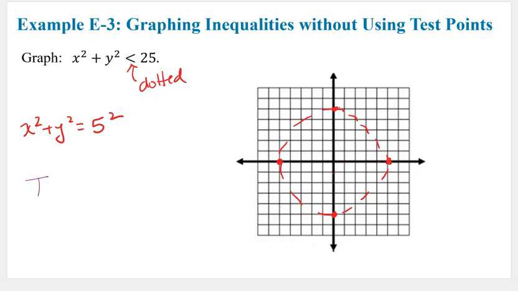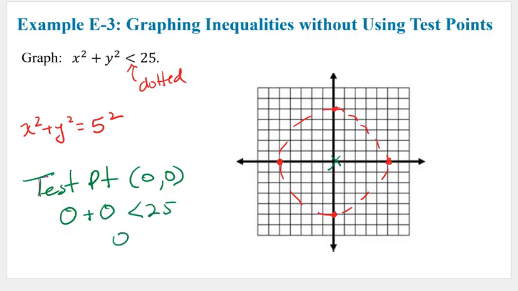Right, and then again, you're going to do your test point, let me do that in green, because we're either going to shade inside this circle or outside this circle. So let's test 0, 0. We're going to test right here. So 0 squared plus 0 squared is less than 25. Is 0 less than 25? It is. So that means every point inside this circle will be shaded. So any point in this region will get you a solution to that inequality.